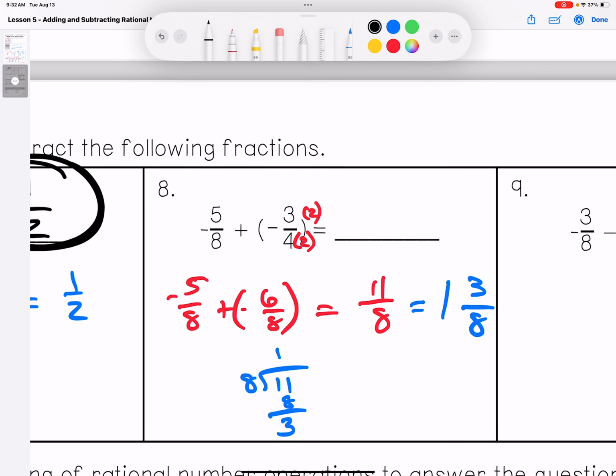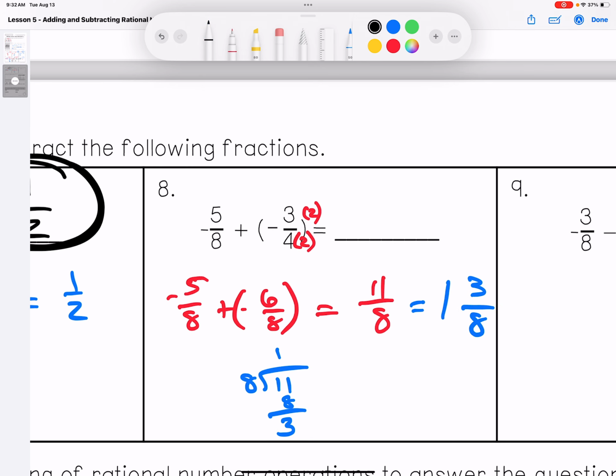Number 10. A new monument is being constructed and 3 different proposals are under consideration. How many feet taller is proposal A than C? So we have to subtract C from A. Proposal A is 15 1/3 minus proposal C, which is 13 5/6. Before we do anything, we need to turn them into improper fractions.